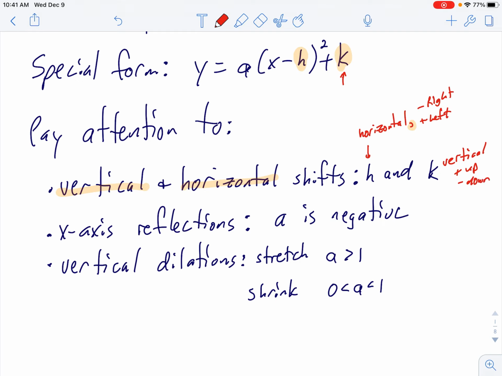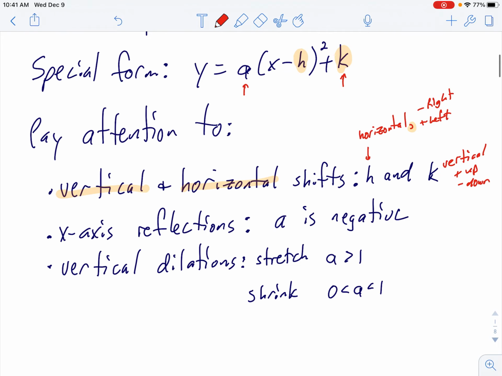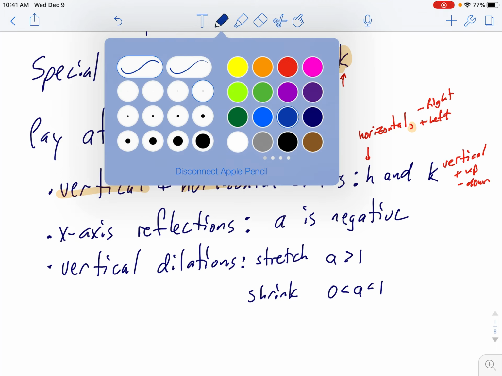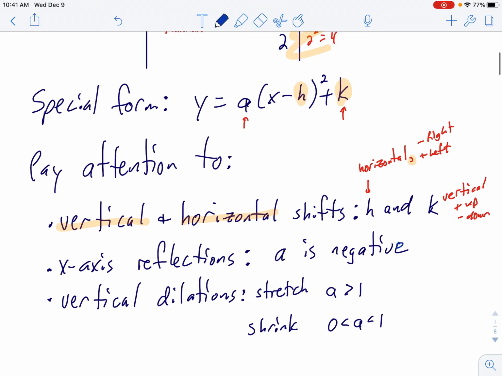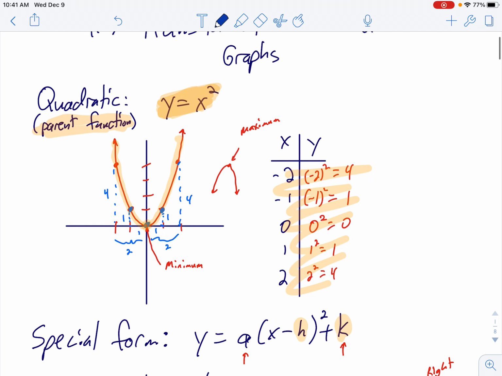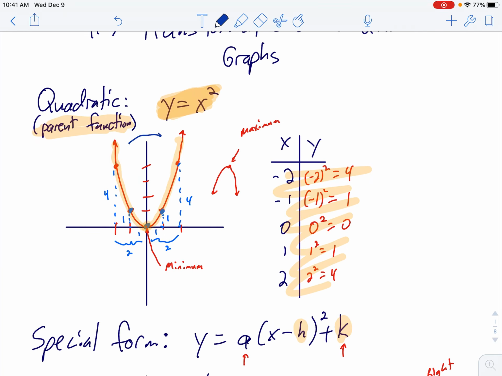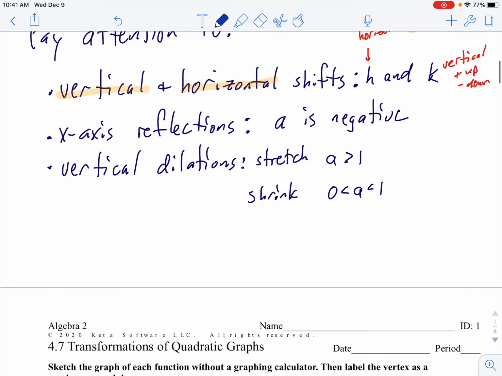Down. There we go. The number in front here of the parentheses that's multiplied does a few things. First of all, if it's negative, that flips the graph upside down. That's an x-axis reflection. Now back when we did transformations, there was also a y-axis flip, but that's not really going to happen with a parabola, because if you flip it this way over the y-axis, you get the exact same graph. So it's not really super relevant.